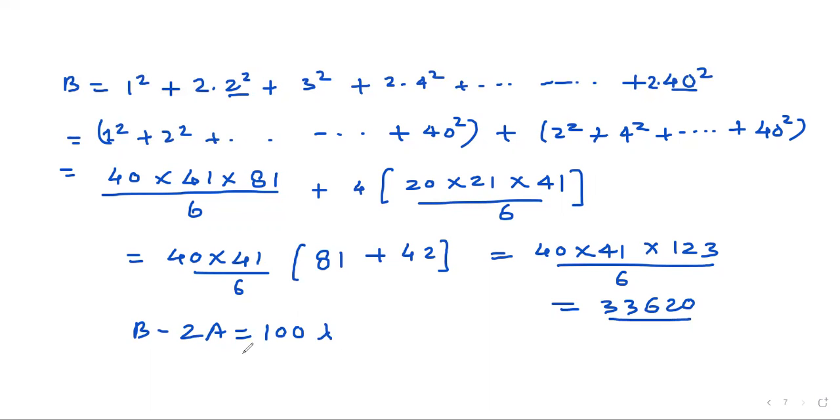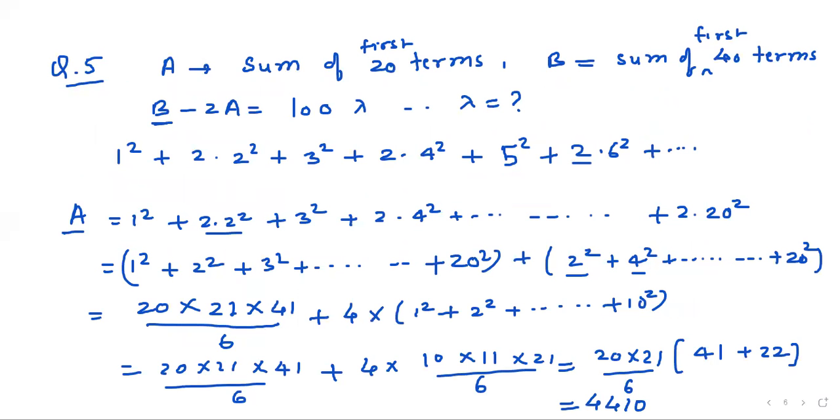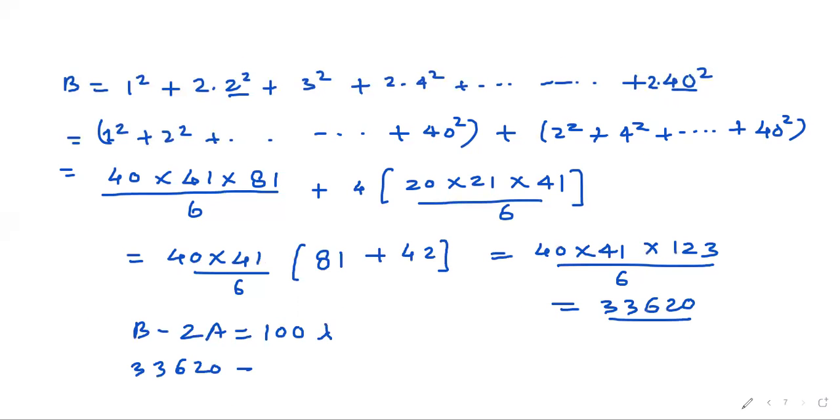Now our condition is B minus 2A equal to 100 lambda. B we have got as 33620 minus 2A. A we have got as 4410, so twice of it will become 8820, equal to 100 lambda. So we can simplify, and finally we will get lambda equal to 248, which is our answer.